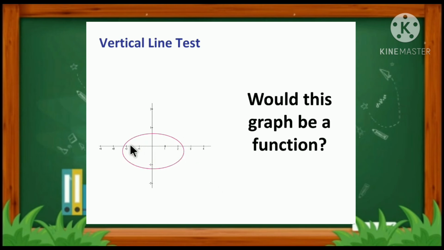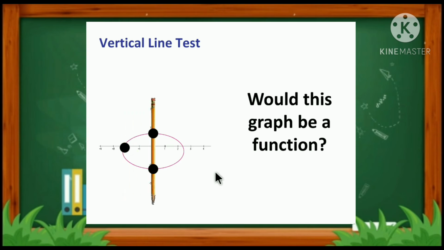Okay, now, ito yung graph natin. Parang semicircle or oblong. Ellipse. That's called an ellipse. Would this graph be a function? Okay, function ba to or not? Let's draw a pencil anywhere. Okay. So, moving the pencil here, okay, it touches the graph once. I-move natin sa ibang place. Okay, let's move it in the other place.